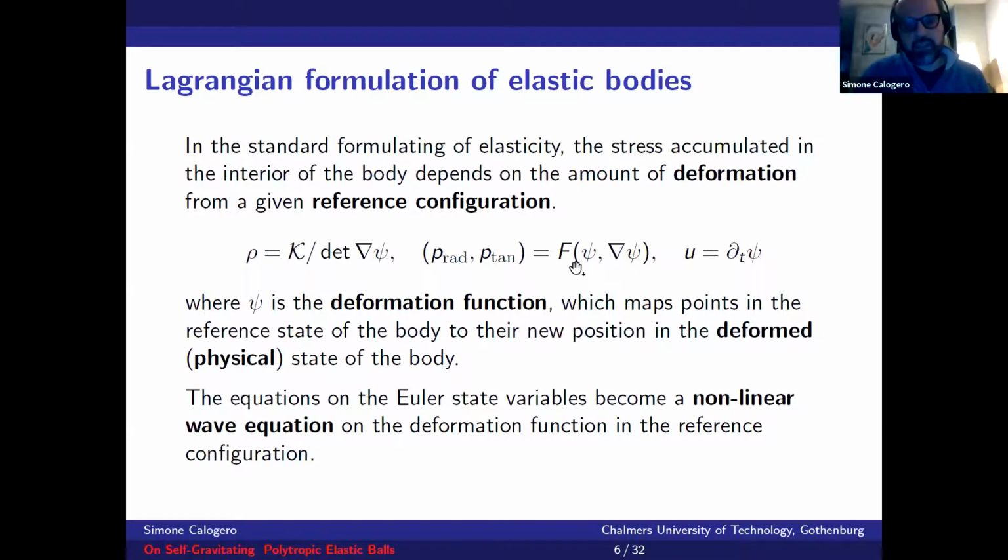And if you now take the Euler state variables expressed in this way, replacing them in the Euler equation that I showed before, then you will obtain a nonlinear system. Well, in general, it's a system of nonlinear wave equations, but because we are in spherical symmetry, just one nonlinear wave equation on the deformation function defined in the reference configuration. So this is the standard formulation of elasticity theory for spherically symmetric bodies.